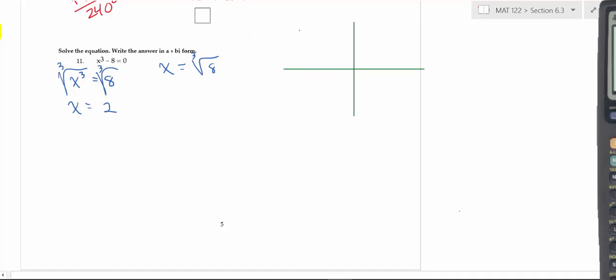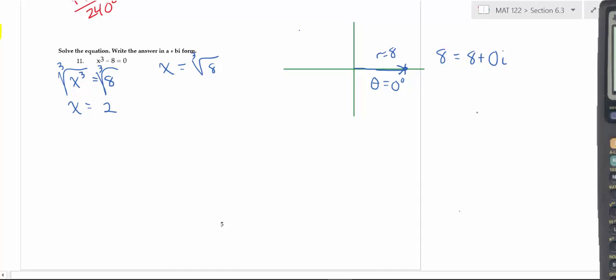Now, of course, really what happens is if you're in the a plus bi form, 8 is the same thing as 8 plus 0i. Okay? That just means that you're over 8. So you're there. That just means that the radius is 8, and the angle theta is going to be 0 degrees. So what we're going to do is crunch out this formula like this.